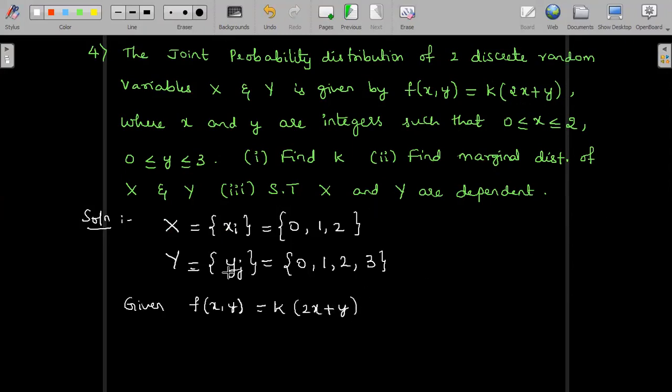Now let us frame the joint probability distribution table. I'll frame the table first and then fill in the values with x is equal to 0, y equal to 0, x is equal to 0, y equal to 1. Like that we can frame the values with respect to k, because f of x, y is nothing but the joint probability values respectively taken with x and y.